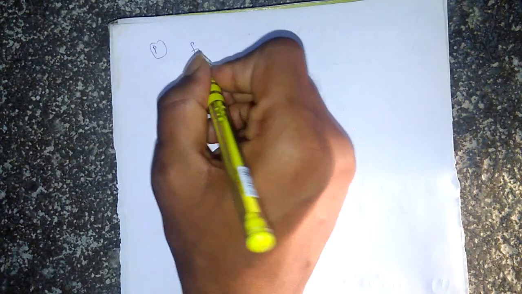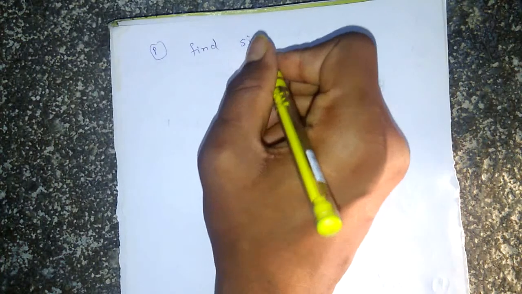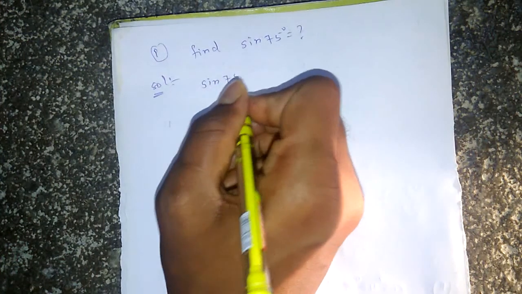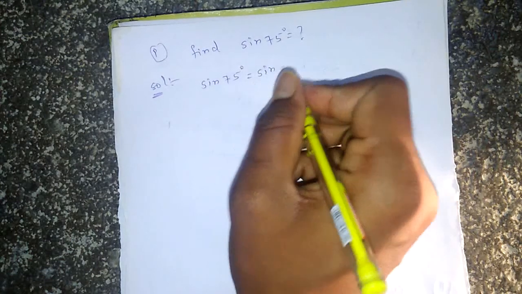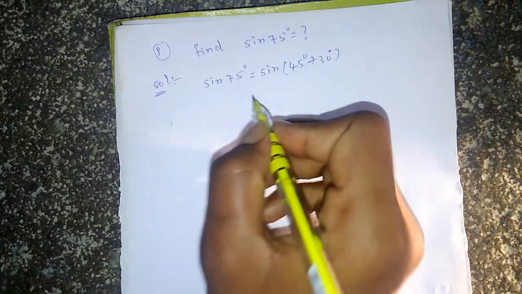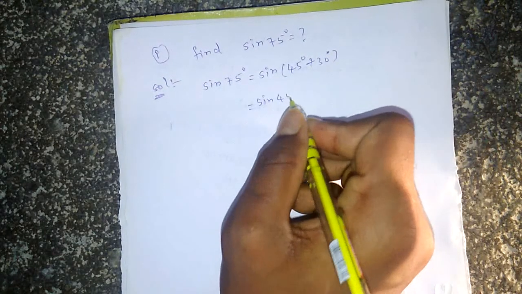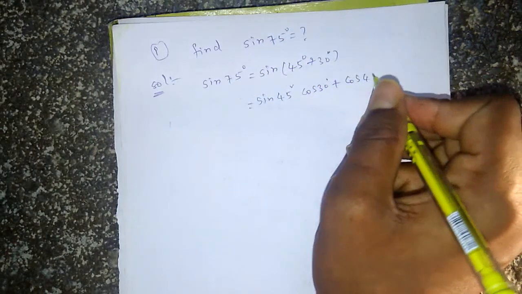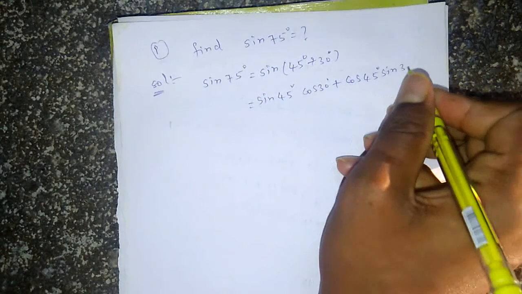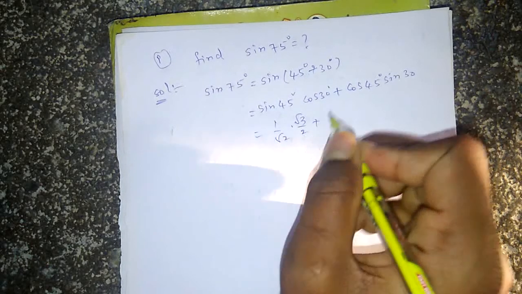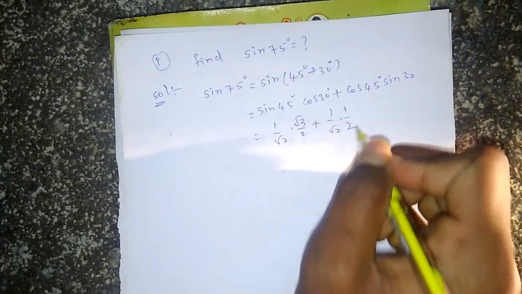Our next problem is find the value of sin 75 degrees. So here sin 75 degrees can be written as sin of 45 plus 30 degrees. Now apply the sine of a plus b formula. Sin 45 cos 30 plus cos 45 sin 30. Sin 45 is 1 by root 2, cos 30 is root 3 by 2, cos 45 is 1 by root 2, sin 30 is 1 by 2.